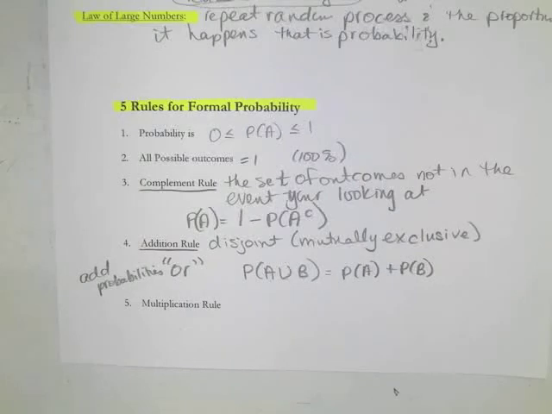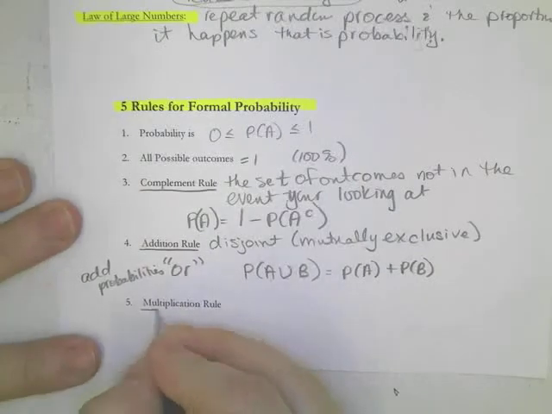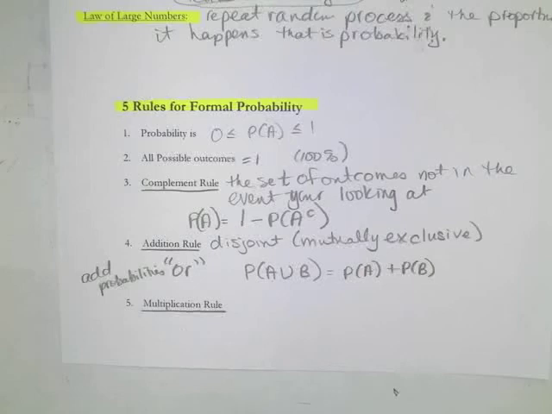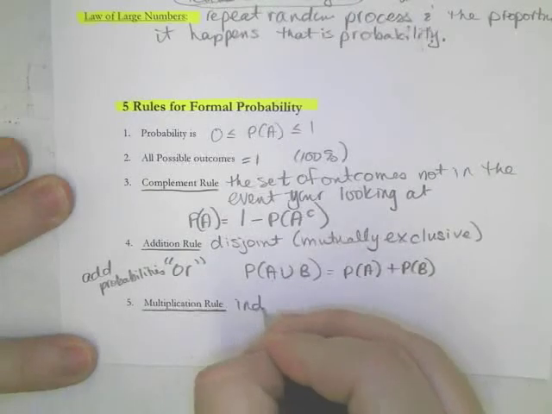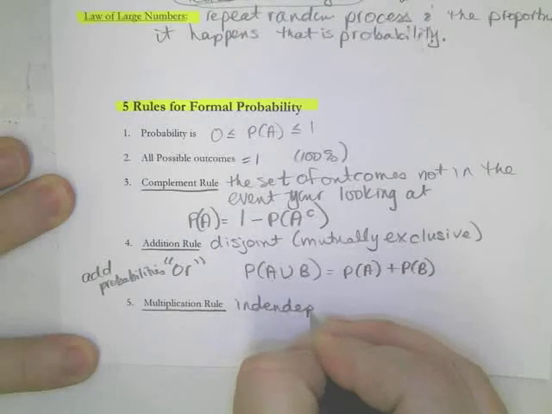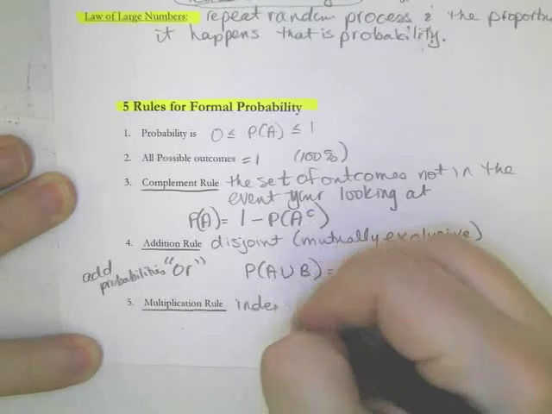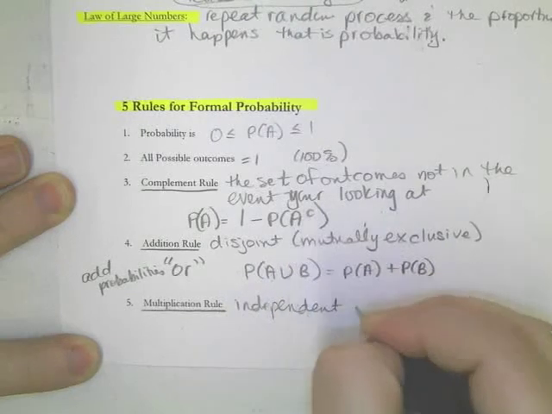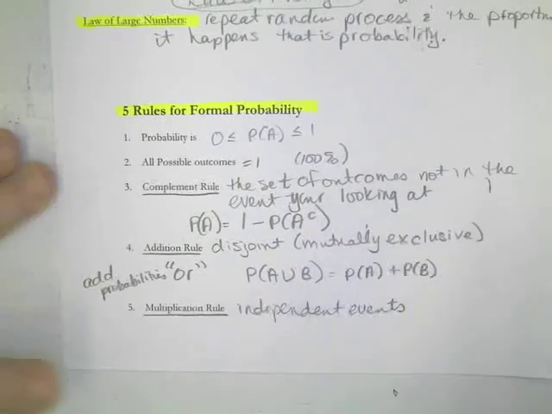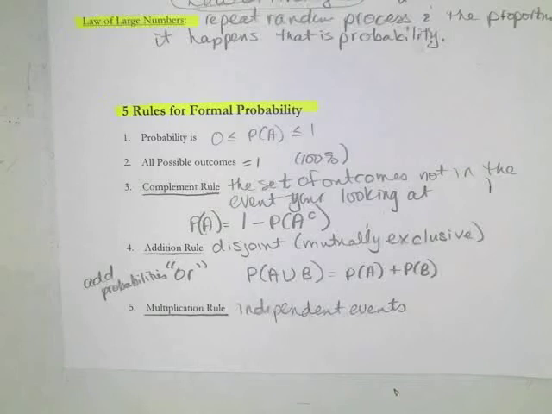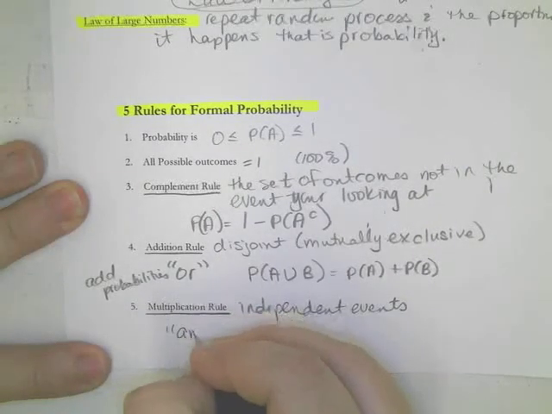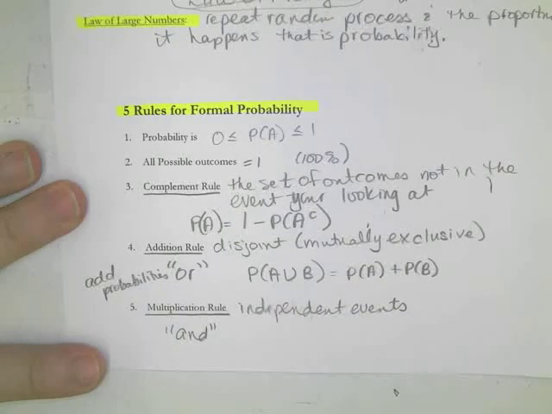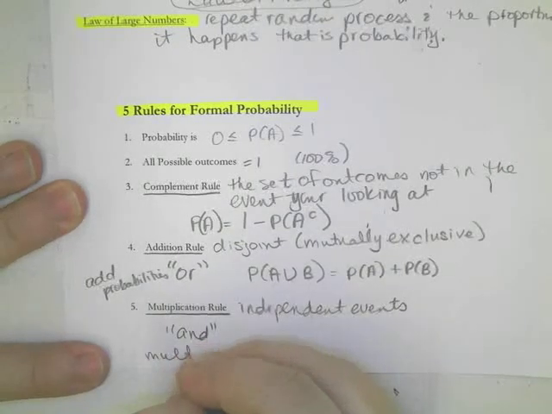Okay? The last rule that we have is the multiplication rule. This multiplication rule I'm going to show you today only works if events are independent of each other. Independent events. If they're dependent on each other, that's another formula that we'll be getting to in the next chapter. Okay? So, multiplication rule is and. I want this to happen and this to happen. So I'm going to multiply my probabilities.